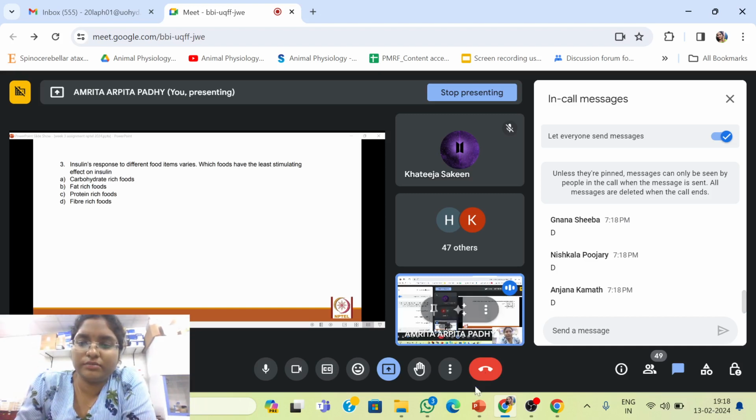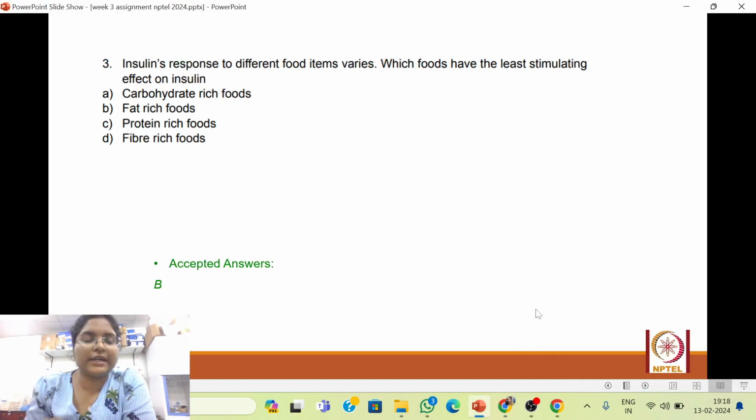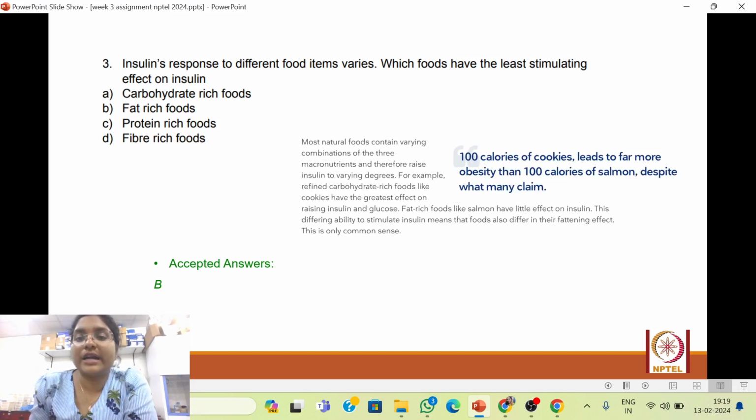Okay, everyone done? Let's see what is the correct answer to this question. The correct answer is B, fat rich foods. So insulin response to different food items varies. Obviously we'll discuss other things later in the questions, but here it was asked which has the least stimulating effect on insulin. It is the fat rich foods.